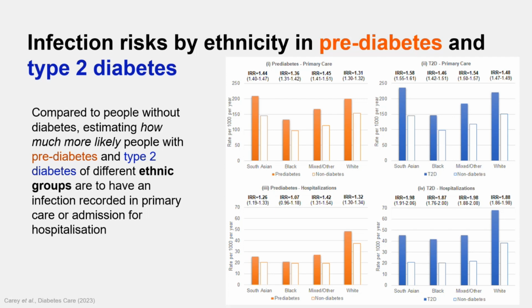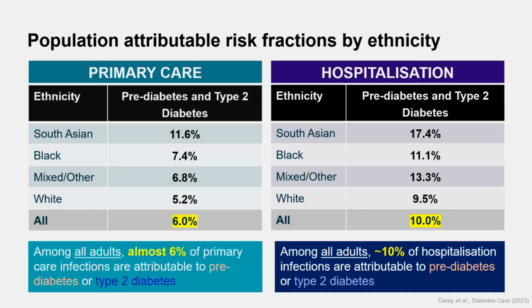The South Asian group particularly has the higher primary care infection rates than the white ethnic group, despite the age differences that exist between the two. But broadly speaking, if you look at the stratification by the ethnic groups, the infection incident rate ratios across the different ethnic groups are largely quite similar for both primary care and hospitalization-related infections.